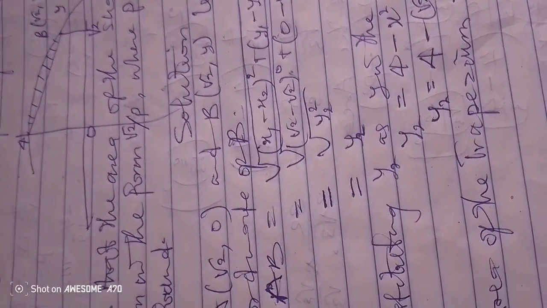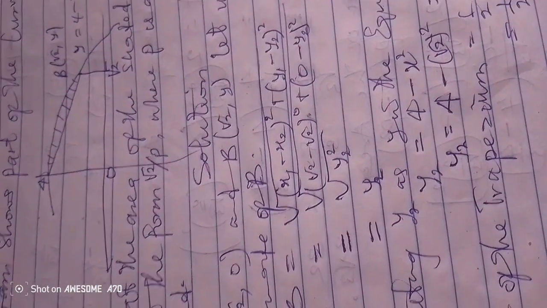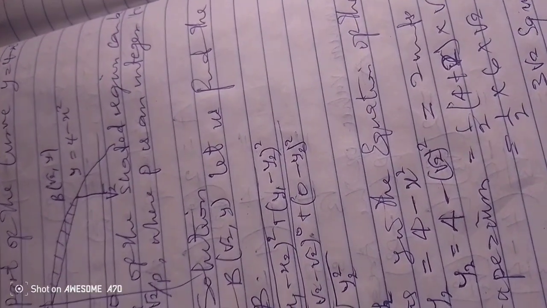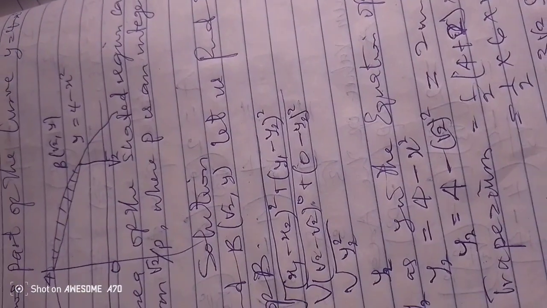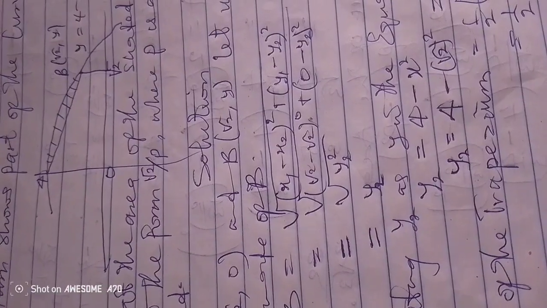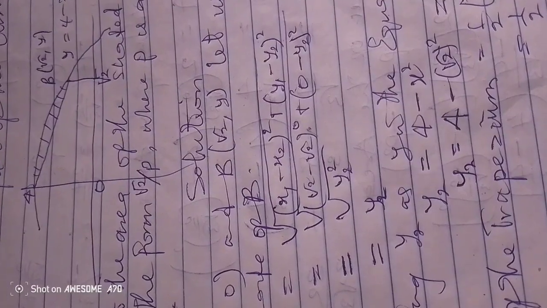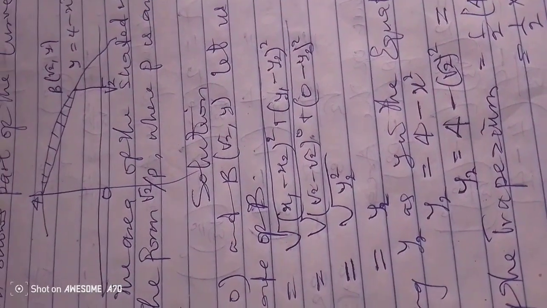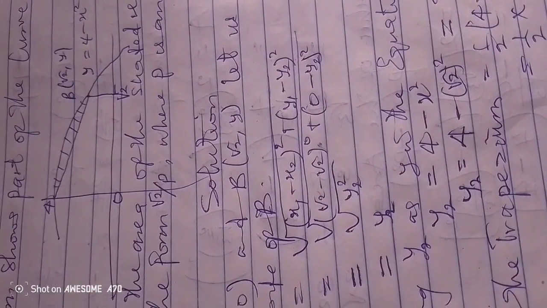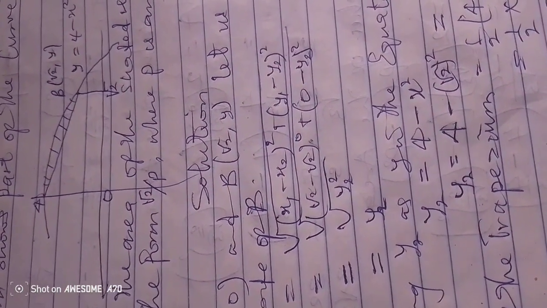So we find the length AB, which is given by square root of x1 minus x2 all squared plus y1 minus y2 all squared. That is finding the length of the line AB. So x1 is equal to x2, which is root 2, root 2. Therefore, we have root 2 minus root 2 all squared plus y1, which is 0, and y2, which is y. So we have 0 minus y2 all squared.